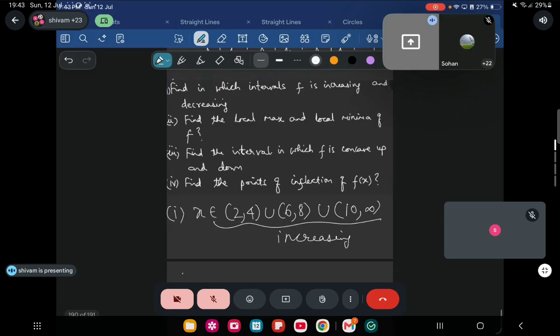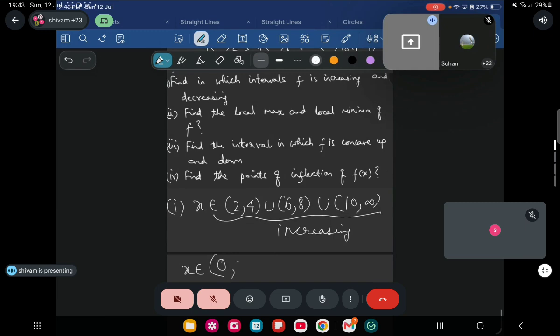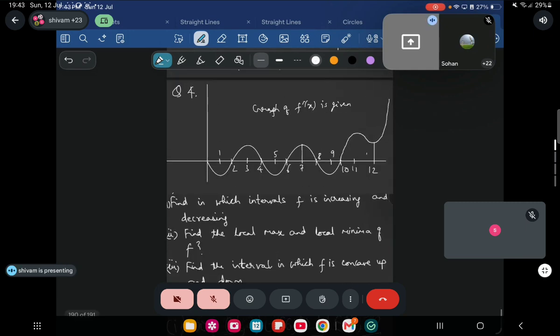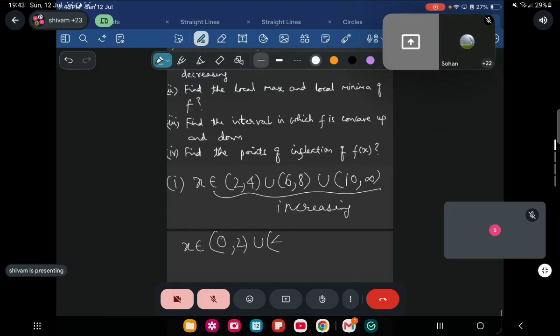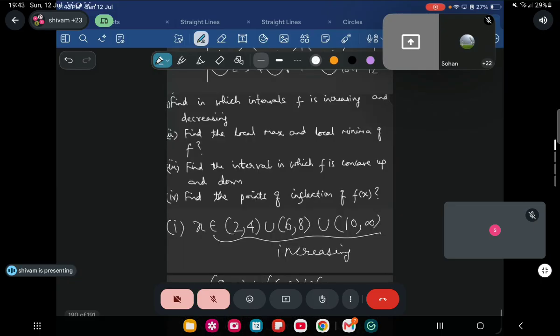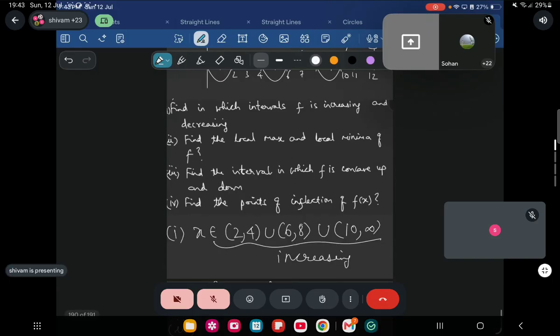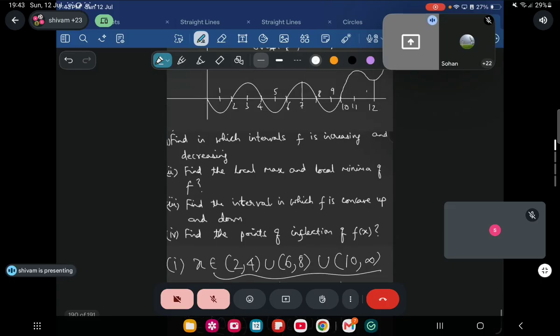Next. What is decreasing? X belongs to, for decreasing less than 0, 0, 2. Union 4, 6. Union 8, 10. Anything else? No. Part 2. Find local maxima and local minima.